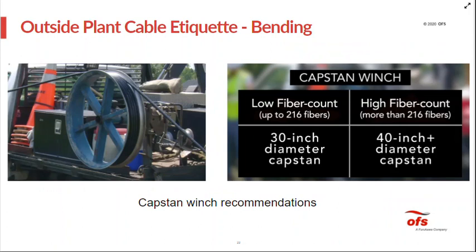Just as a general rule of thumb, when you're selecting your capstan diameter, and again, I always ask people to refer back to the data sheets, typically for low fiber count cables, and I'm defining that as up to 216 fibers, a 30-inch diameter capstan is going to be suitable for most cables. If you get above 216 fibers, be aware that larger capstans, maybe a 40-inch, may be required. For ultra-high fiber count cables, 3456, 6912 fiber cables, even larger capstans, maybe a 50-inch diameter, may be required for the application.